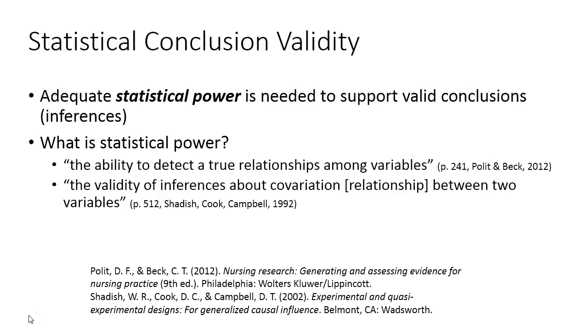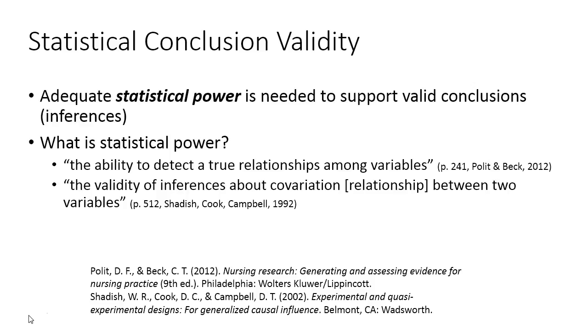And now, what is statistical power? Well, Polit and Beck, who wrote a nursing research textbook, said that statistical power is the ability to detect a true relationship among variables. Let's say you're doing a study on the relationship of physical activity and type 2 diabetes. You want to know how those two variables are related. And you've done your study and you find a relationship. Did you have enough statistical power to say that this is a true relationship?